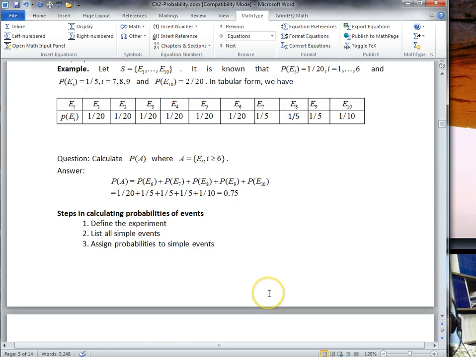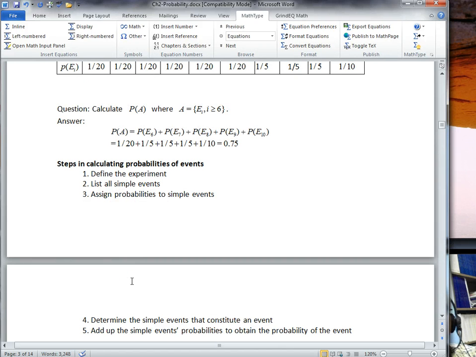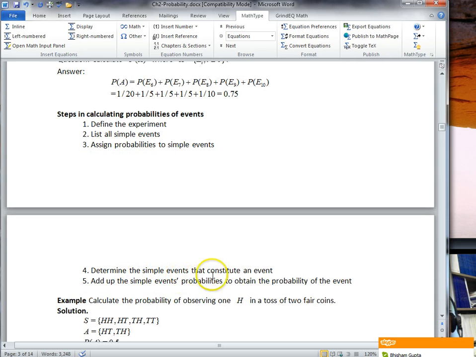So that gives us a plan to compute probabilities of any events. First, you define the experiment, then you list all simple events as we did, assign probabilities to simple events, because the assignment has to make sense, either as a relative frequency or because it makes sense. Like if you have a fair coin, probability of head would be half, probability of tail would be half. Determine the simple events that constitute the event, and then add up the simple event probabilities to obtain the probability of the event.